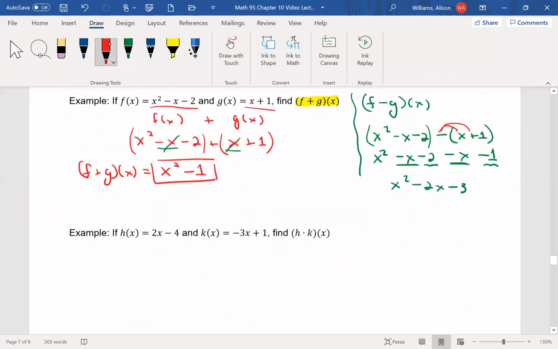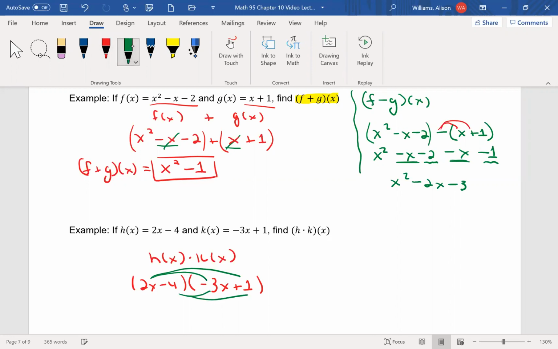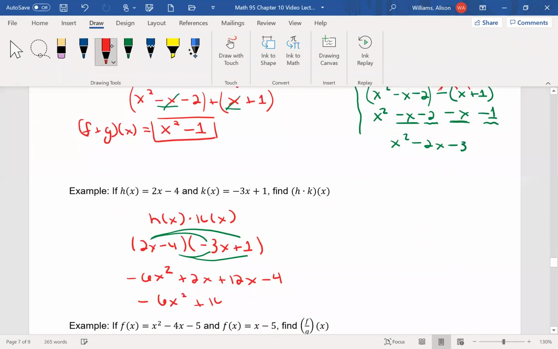Okay, so let's try another one. This time we're doing a multiplication, which means I'm going to take h of x and times it by k of x. So I'm going to take 2x minus 4 and times it by negative 3x plus 1. I'll put the parentheses in, and in this case, because we're multiplying, I want the parentheses. So this is FOIL. I'm going to distribute the 2x and then distribute the negative 4. That gives me negative 6x squared plus 2x plus 12x minus 4, which will be negative 6x squared plus 14x minus 4. Let me fix it. So that's h times k of x.